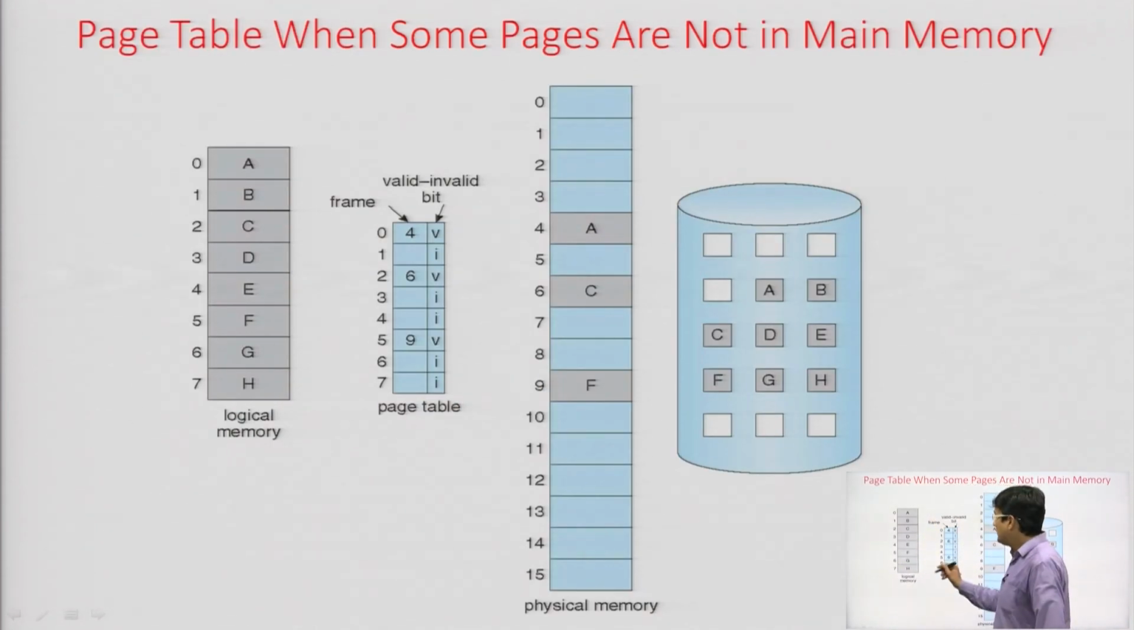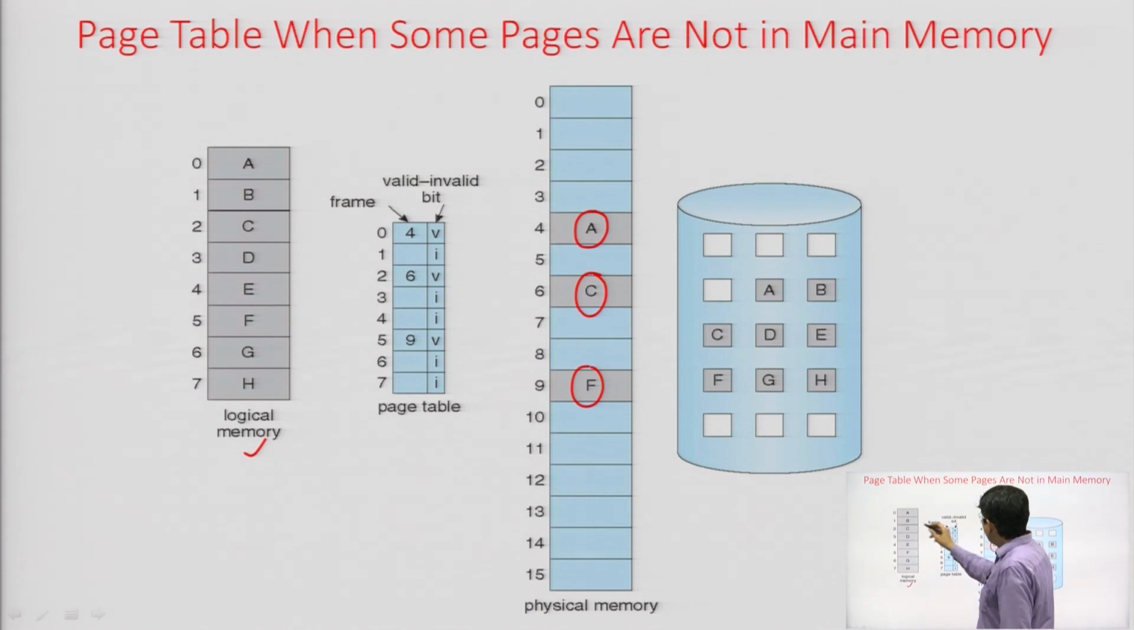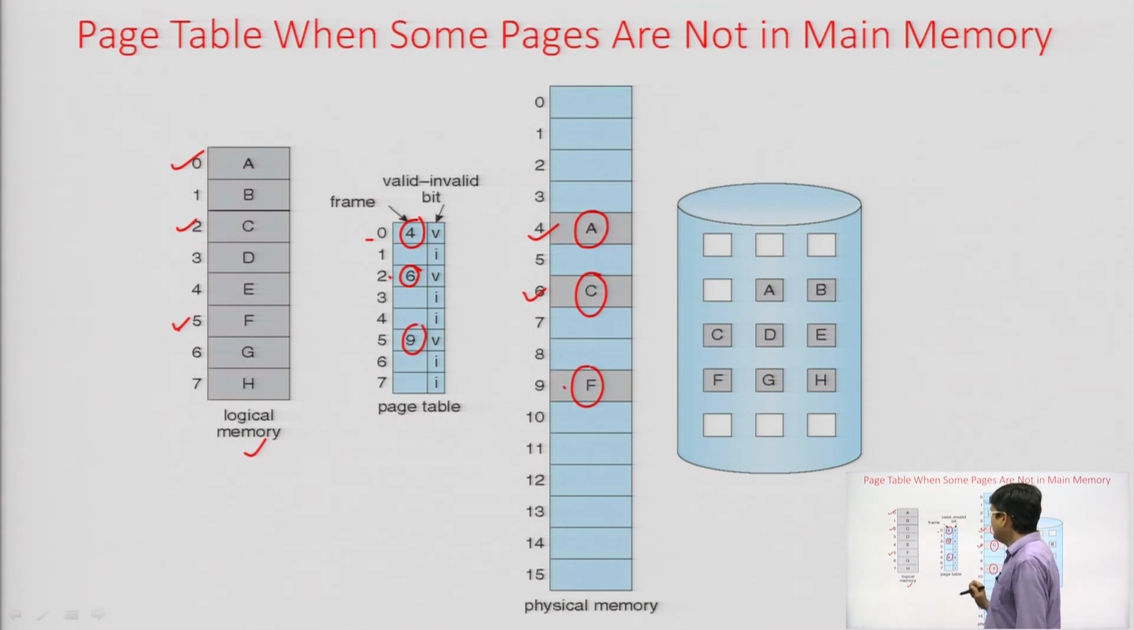For example, the logical memory is this much, that we have 8 pages, but we have accommodated only 3 pages out of that in the main memory: A, C and F. Now we are referring to A, C and F, which means page numbers 0, 2 and 5. Page number 0 has been stored in the main memory in frame number 4, page number 2 has been stored at frame number 6, and page number 5 is stored in frame number 9.